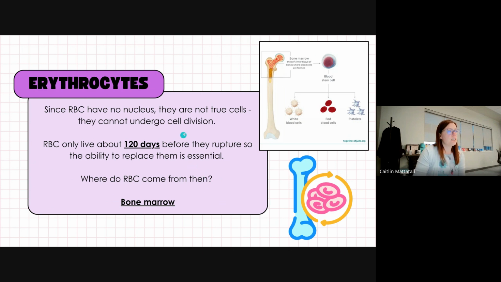Your red blood cells, again, since they don't have a nucleus, they can't just divide and make more of themselves. So we get more blood cells from our bone marrow. So the bone marrow is just constantly working, constantly pumping those blood cells into our actual bloodstream. And your blood cells have a limited lifespan, so they don't live forever. They live for about 120 days, which is like 3 to 4 months.